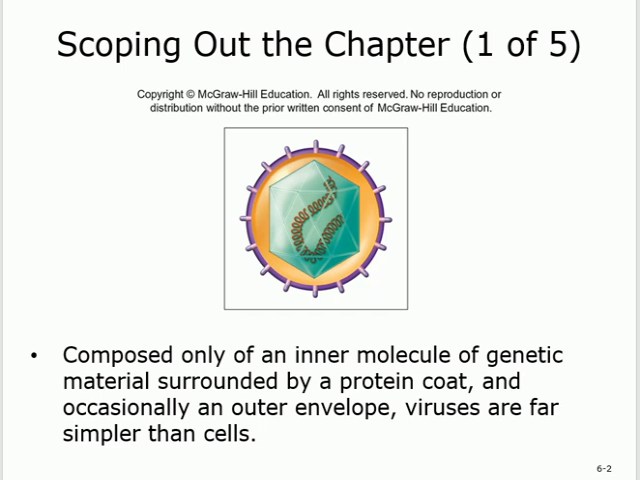The virus is an obligate intracellular parasite that's composed of two components, basically. An inner part and an outer part. The inner part is the genetic material, and the outer part is a protein coat. Some viruses will have an additional envelope, and some others will not have it.